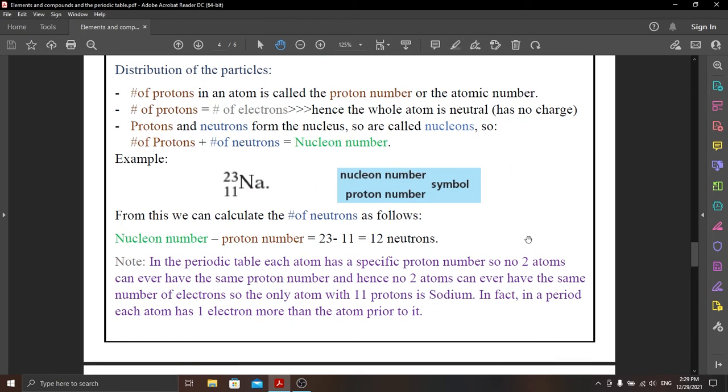I need you to understand something very, very important. In the periodic table, each atom has a specific proton number. So no two atoms can ever have the same proton number. I'm talking about the proton number, not the nucleon number, not the number of neutrons. Each element has its own proton number. So only sodium has 11 protons. In fact, in a period, each atom has one electron more than the atom prior to it.